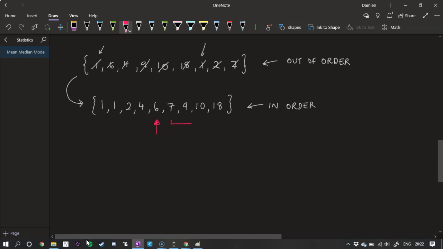So I'm looking at 7 all the way up to 18, and I can see there that there's 4 numbers there. And on the left-hand side of 6, I can see that I have 1, 1, 2, and 4, and there's also 4 numbers there. So we can see that 6 is bang in the middle of all of those. So in this particular answer, now we can write down the median equals 6. But it is vital that you put it in order first. This won't work if it's not in order.